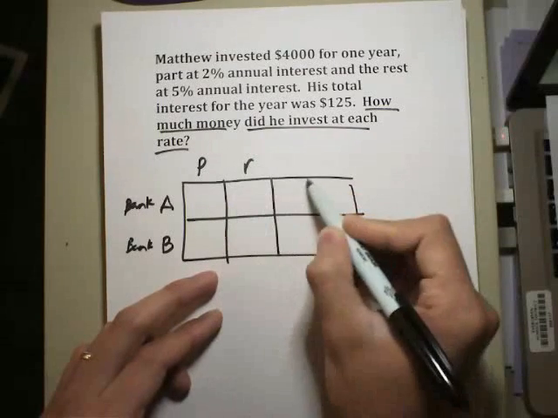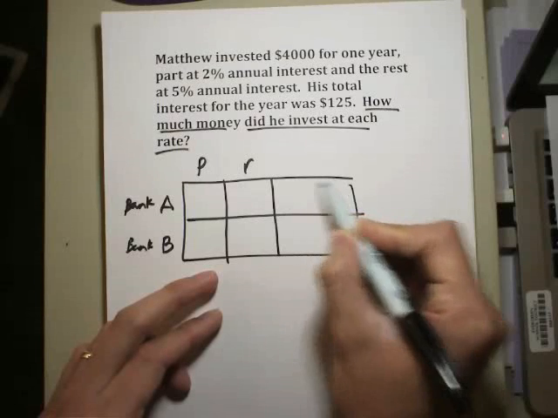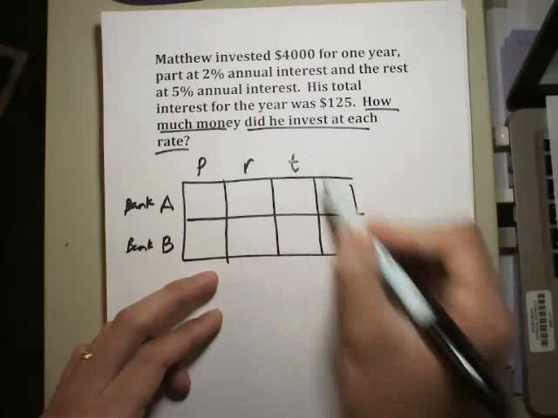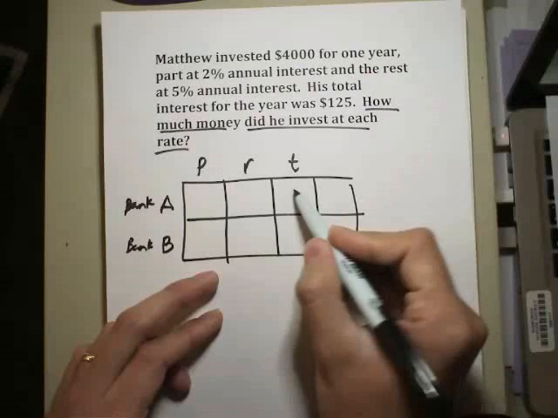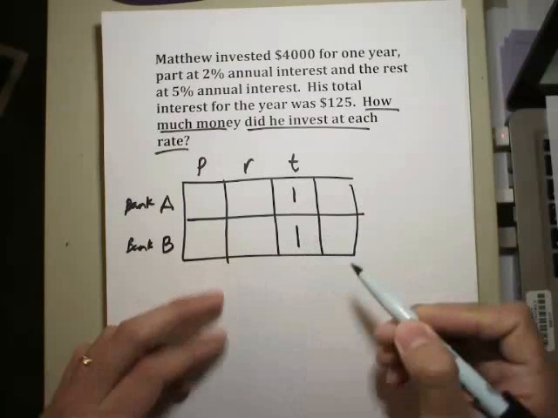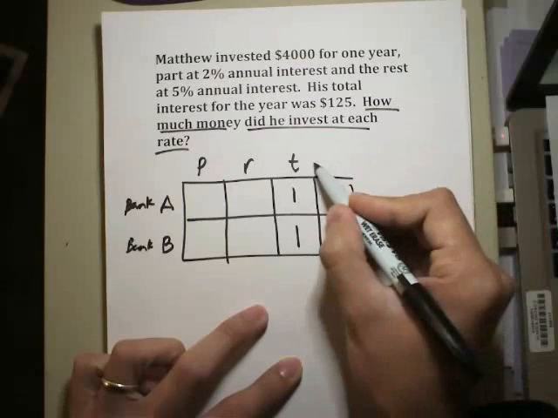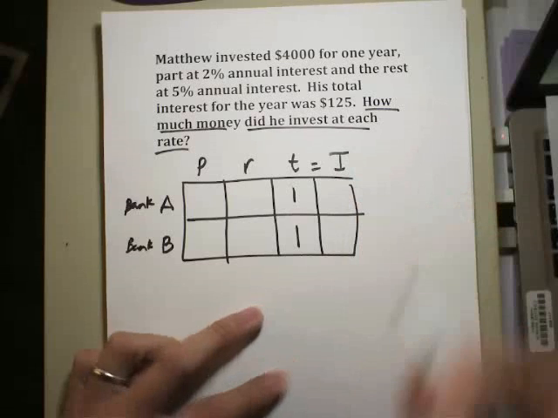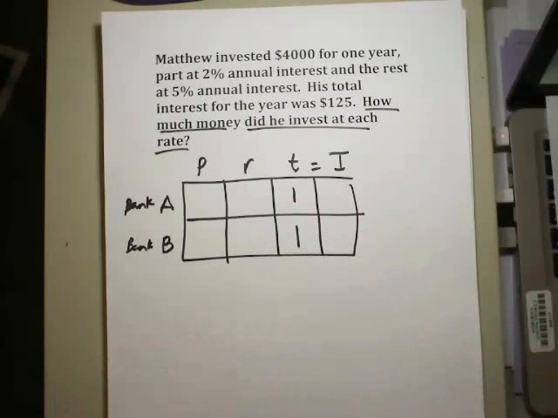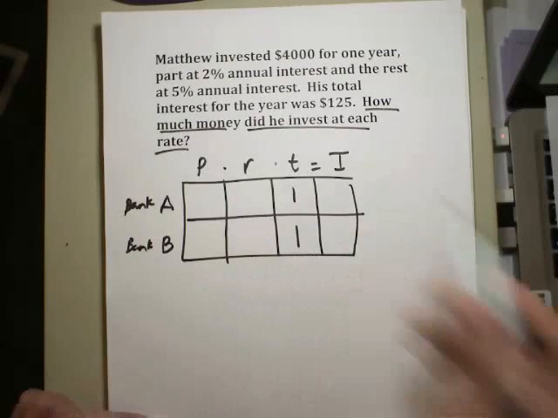Okay, and T right here would be your time that you can put it in, and because it's just for 1 year, you know it's going to be constant for both banks. Okay, and then the last column right here will be your interest. So you kind of see that we're just multiplying across here to find the interest.